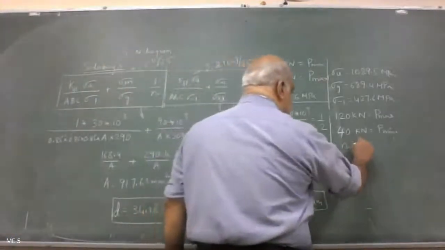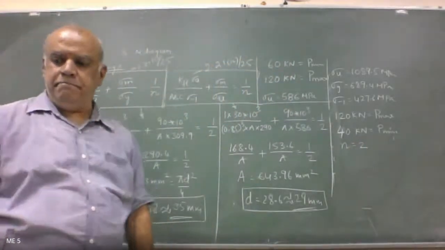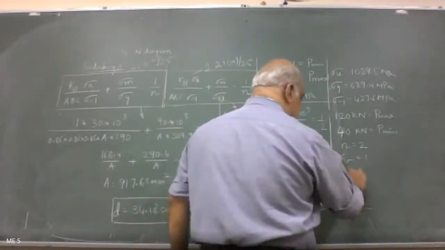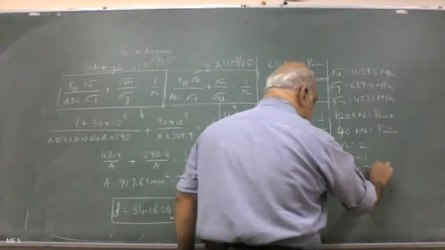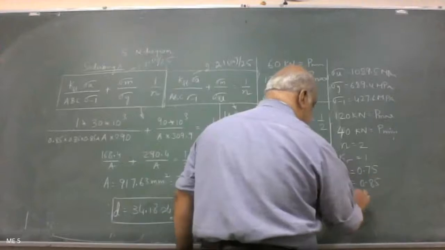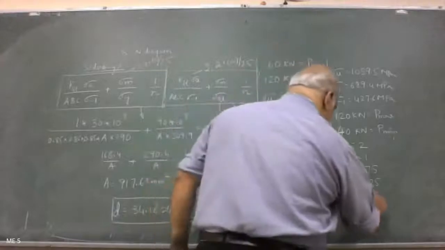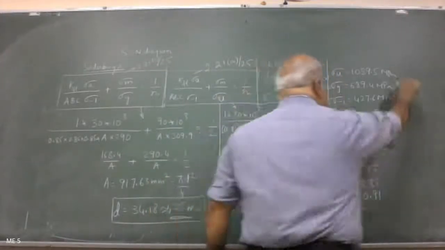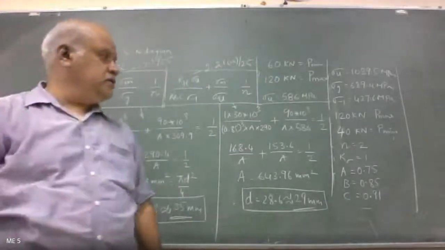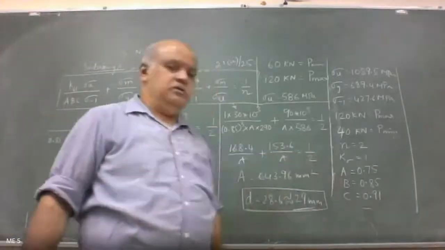Adopt FOS equal to 2. K sigma is equal to 1. Load factor is equal to 0.75. Size factor is equal to 0.85. And C, given in the problem, is equal to 0.91. So A is 0.75, B is 0.85, C is 0.91.